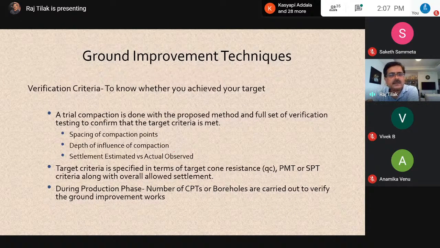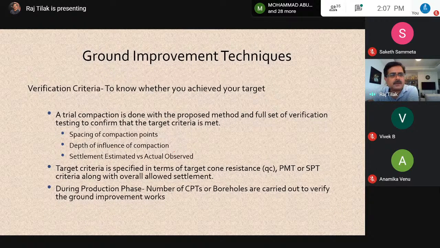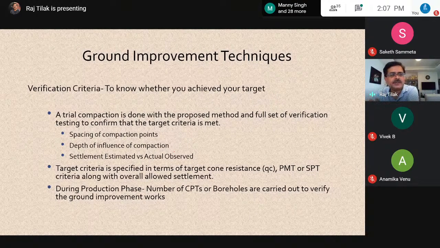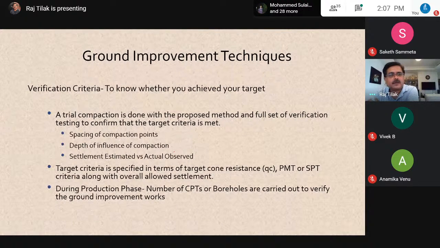And once he has done a trial compaction, by varying the spacing of the compaction points, checking how much influence it has on compaction and what depth it can reach, he will compare the settlement he had estimated in the past with what is actually observed. Then he will come up with an optimal number: this height of fall, this much hammer weight, this much grid spacing, he will adopt.